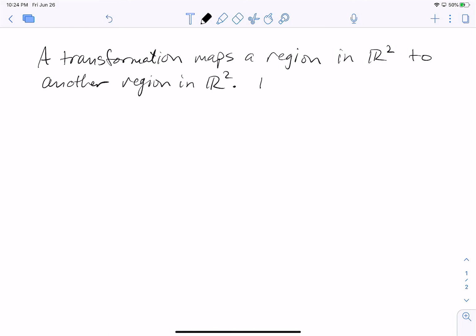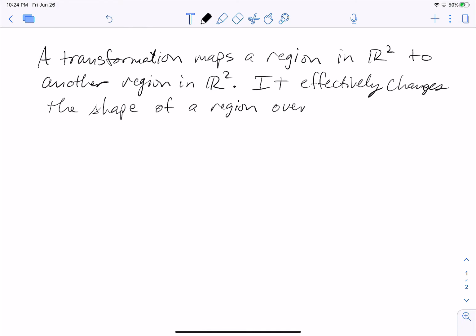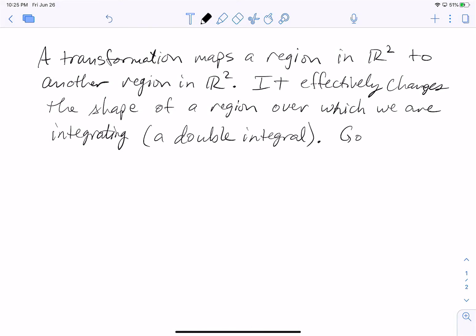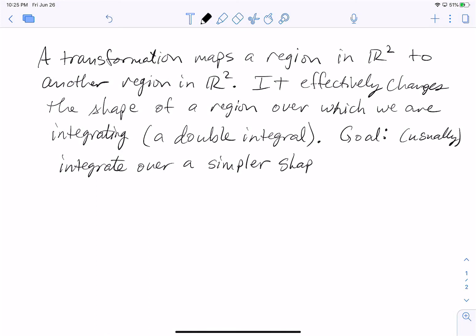A transformation maps a region in R2 to another region in R2. It effectively changes the shape of a region over which we are integrating. Here we're talking about a double integral. The goal of this, usually, is to integrate over a simpler shape. I say usually because sometimes it's to convert the integrand, actually. Let's see an example that'll help us understand what transformations in R2 are about.